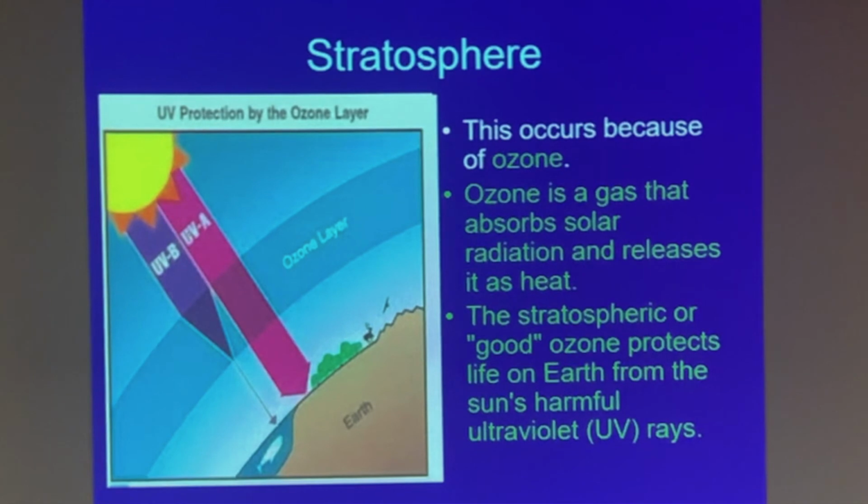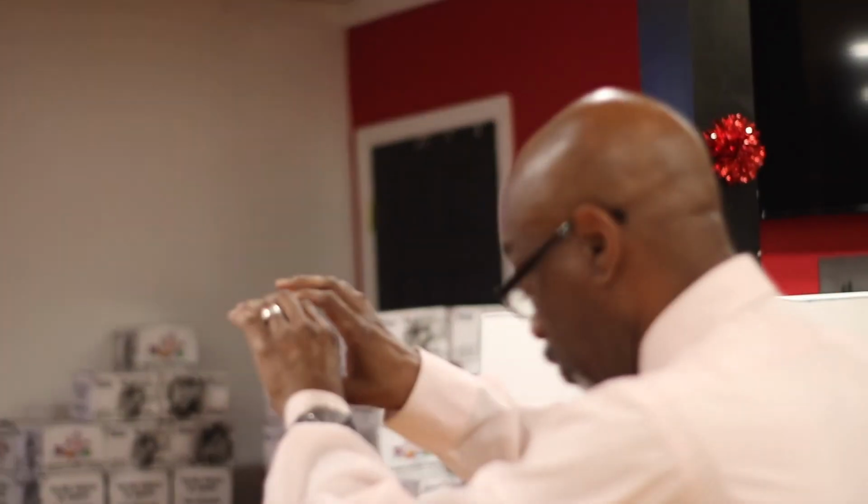Why? Because of the ozone layer. Ozone is a gas that absorbs solar radiation and releases it as heat. The stratospheric, or good, ozone protects the Earth from the sun's harmful ultraviolet radiation. It's a special blanket. Without this little blanket of ozone, there would be a lot more skin cancer.